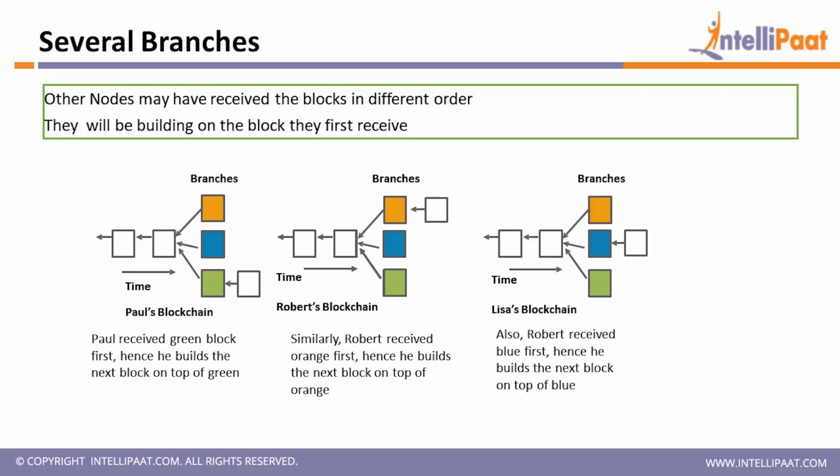Other nodes may have received the blocks in a different order. They will be building on the block they first receive. This keeps happening, and blocks may get added to all three branches. Now, what will the algorithm do? From the example, you see Paul received a green block first, hence he builds the next block on top of the green. Robert added the orange block first and keeps building his new blocks behind that orange block. Lisa got the new blue block and hence starts building new blocks behind that blue block.